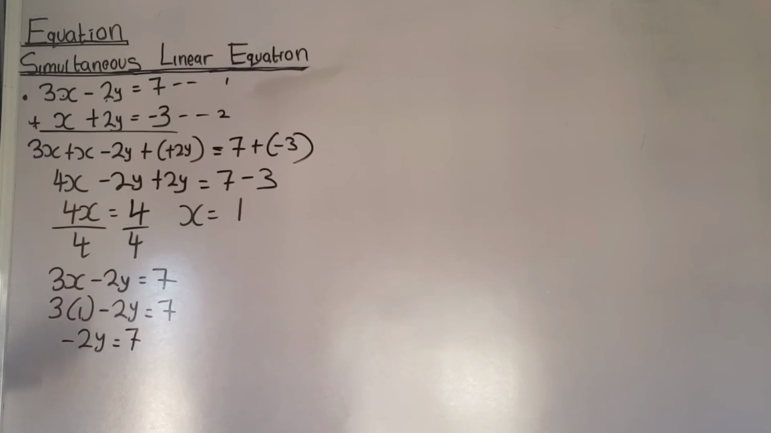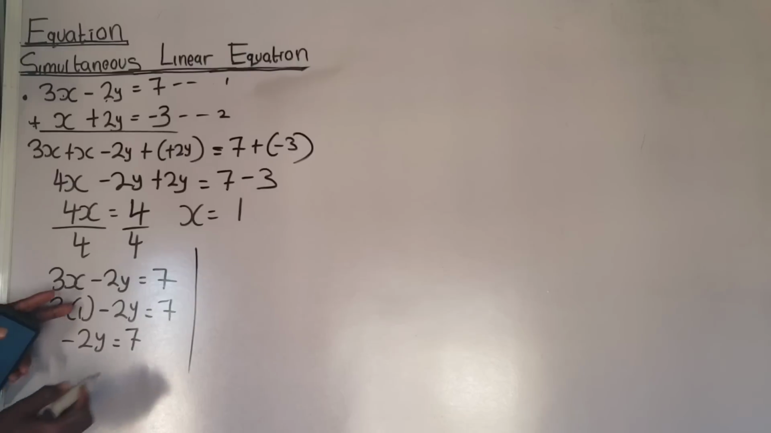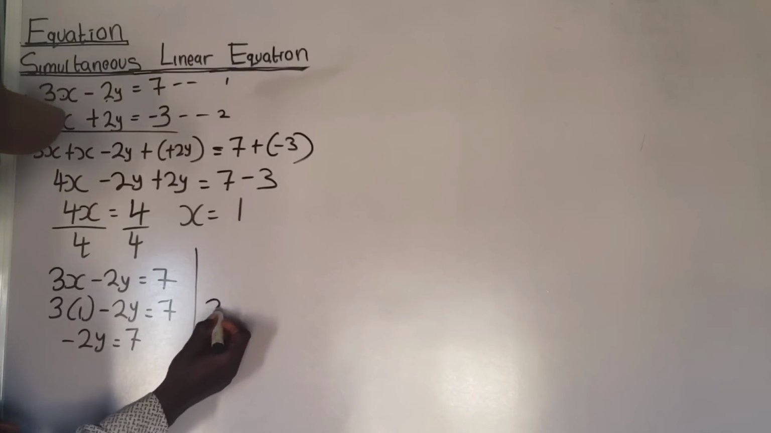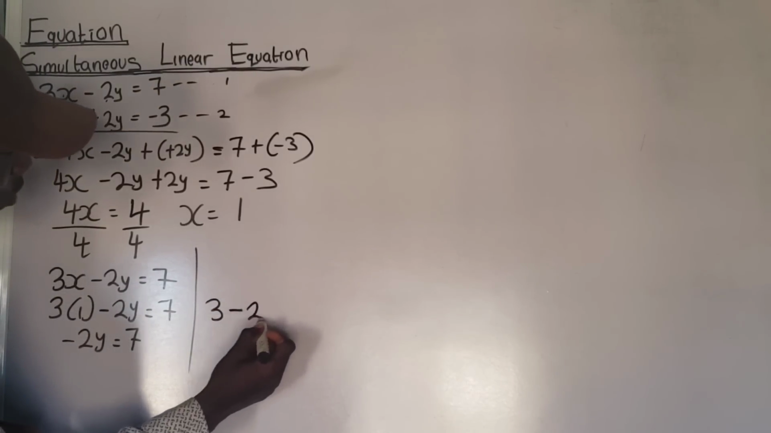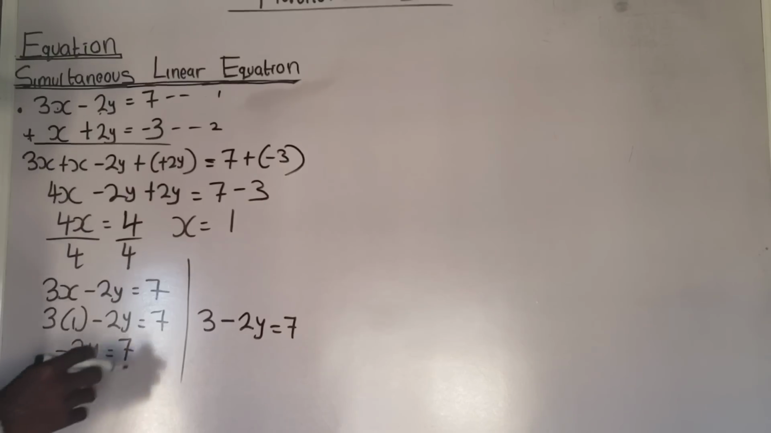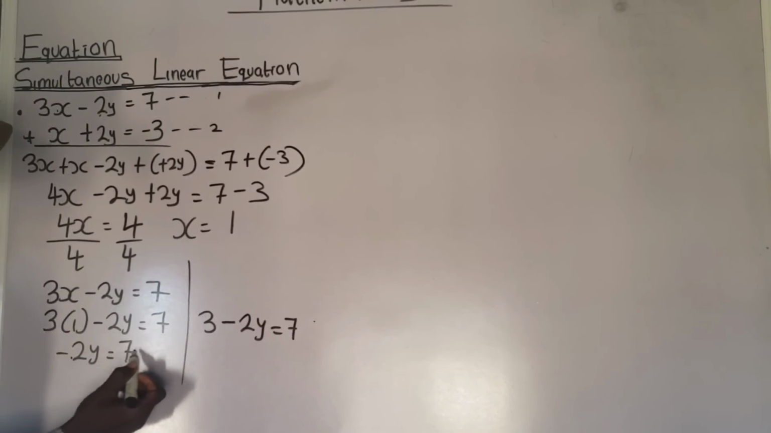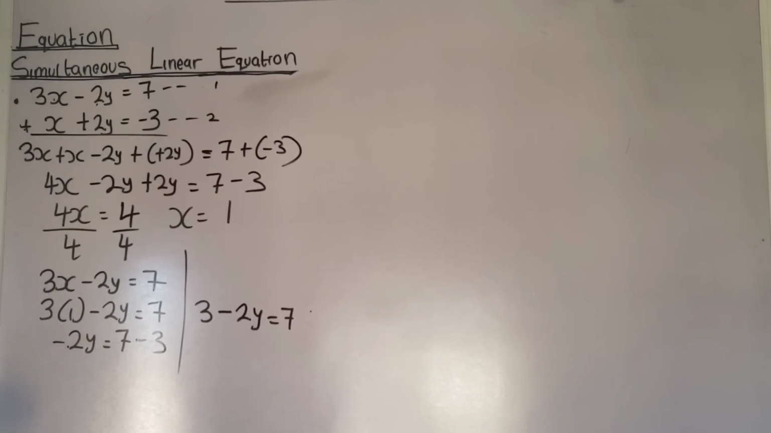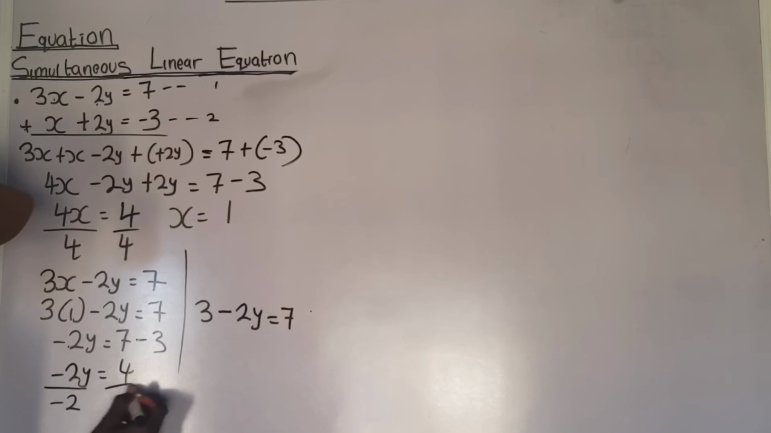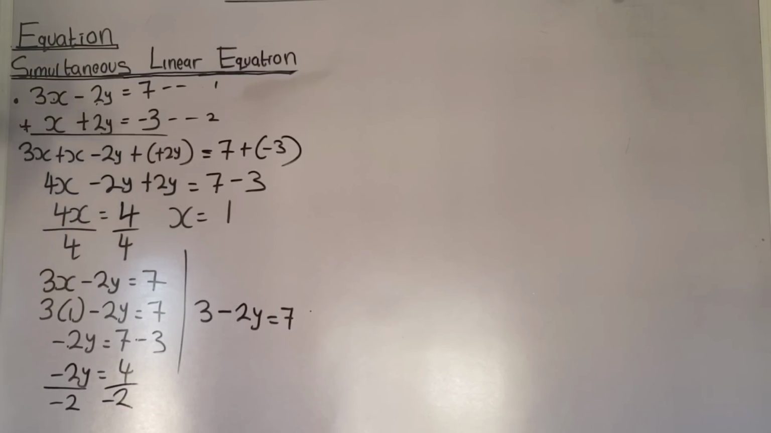Oh sorry, I've skipped one step here. From this point, 3 times 1 is 3, so I'm going to have 3 minus 2y is equals to 7. If this 3 crosses the equals to sign, I'm going to have negative 2y is equals to 7 minus 3. So I'm going to have negative 2y is equals to 4. Divide both sides by negative 2, so I'm going to have this over negative 2.